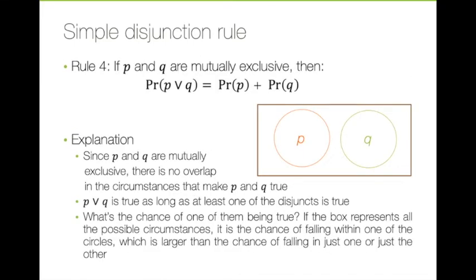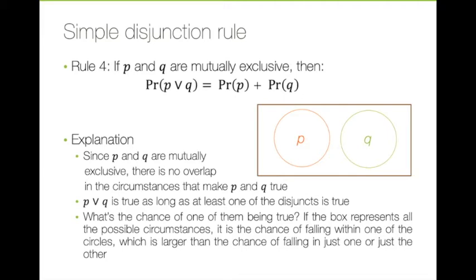How can we make sense of this rule? Note that because of the mutual exclusivity condition, this rule only applies when only one or the other of the disjuncts is true. So it doesn't apply in cases when it's possible for P and Q to both be true together. Since P and Q are mutually exclusive, there's no overlap in the circumstances that make P true and the ones that make Q true. And we see that in the diagram given here. The orange circle is the circumstances that make P true, the green circle is the circumstances that make Q true, and because there's no overlap in the circumstances that make the sentences true, these sentences are mutually exclusive.